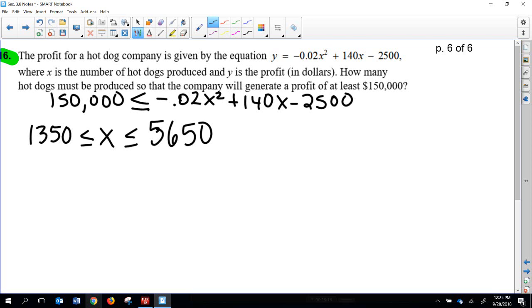Okay, we'll go ahead and take a look at the weeklies. Get out the weeklies.